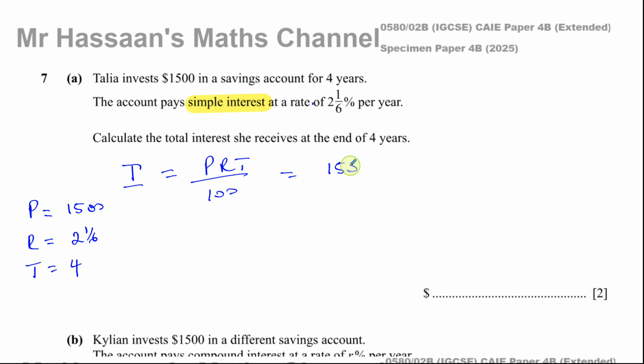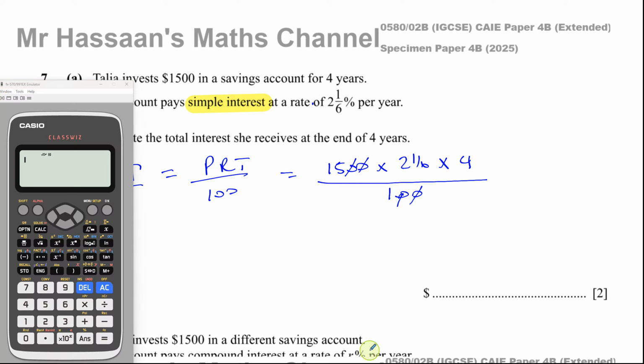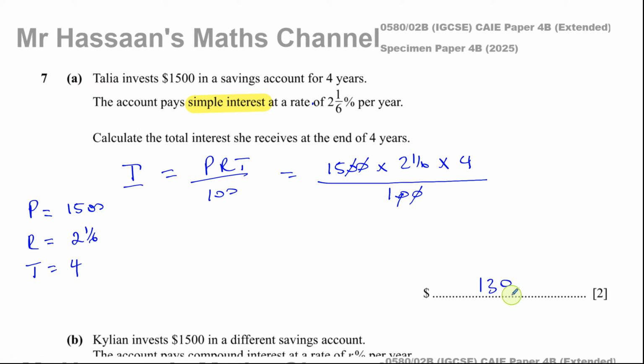We have 1,500 times 2.16 times 4 all over 100. That will tell you the extra amount in the account at the end of 4 years. So these zeros cancel out, so we're left with 15 times 2.16 times 4. So we've got 15 times 2.16. We could use this button here. Times 4, okay, and that gives you 130. That's $130. Okay, there's the answer to part A.